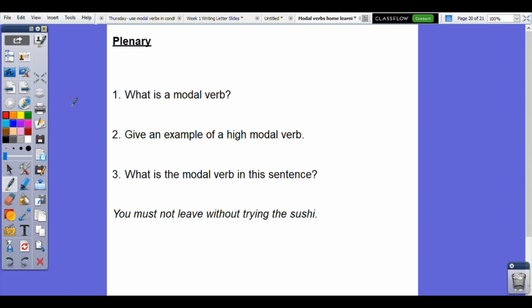Now, you don't have to write the answers to these down, although you may if you want to, but have a think to yourself. What is a modal verb? What does it do? What is its purpose in a sentence? Number 2, give an example of a high modal verb with high modality. It's very persuasive. And number 3, what is the modal verb in the sentence below? You must not leave without trying the sushi.